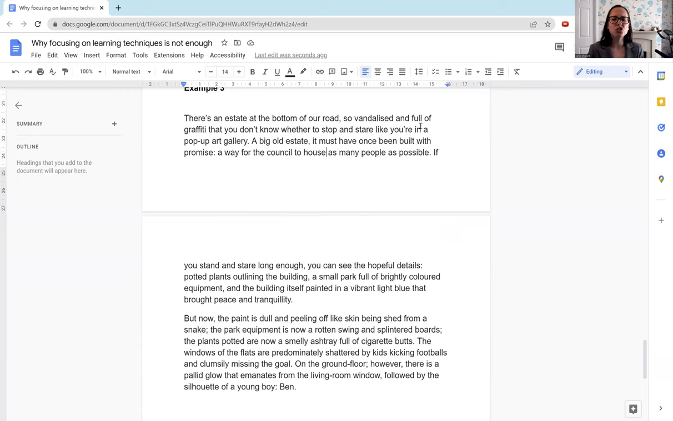But now the paint is dull and peeling off like skin being shed from a snake. The park equipment is now a rotten swing and splintered boards. The plants potted are now a smelly ashtray full of cigarette butts. The windows of the flats are predominantly shattered by kids kicking footballs and clumsily missing the goal. On the ground floor, however, there is a pallid glow that emanates from the living room window, followed by the silhouette of a young boy, Ben.